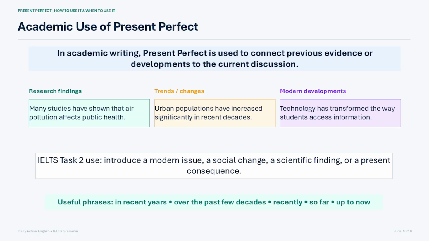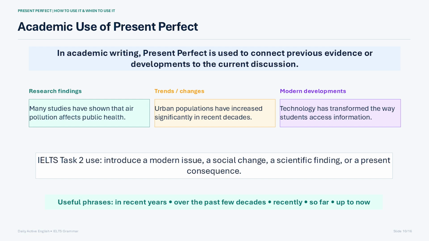We often use it to describe research, trends, developments, and changes over time. For example, many studies have shown that air pollution affects public health. This sentence means that the research exists now and is relevant to the current discussion. Another example, urban populations have increased significantly in recent decades. This describes a change from the past to the present.